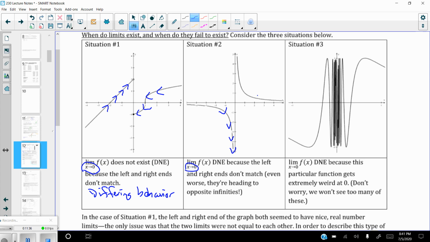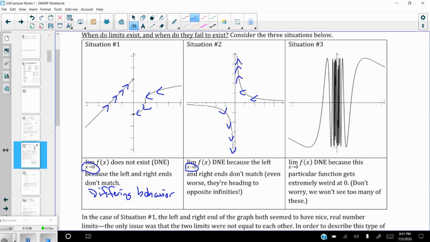And then as you approach from the right-hand side, the graph is approaching what looks to be going up forever. It appears to be going towards positive infinity in the y direction. Also differing behavior, but this is what is called an infinite discontinuity. We'll get to that at some point. But basically, this thing has a vertical asymptote right there at 0.